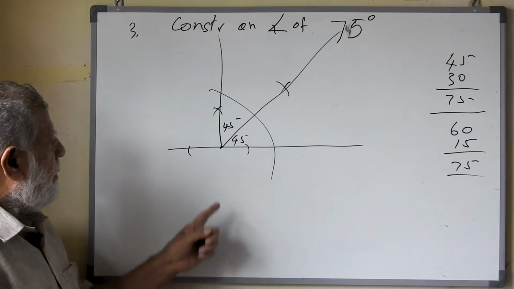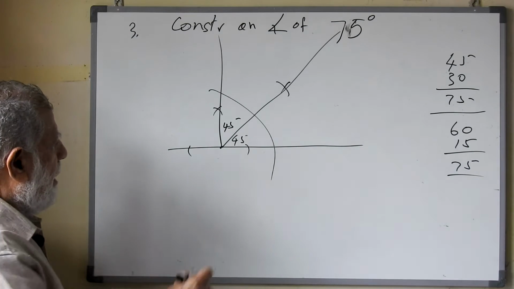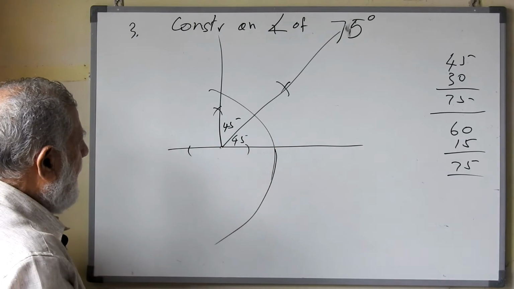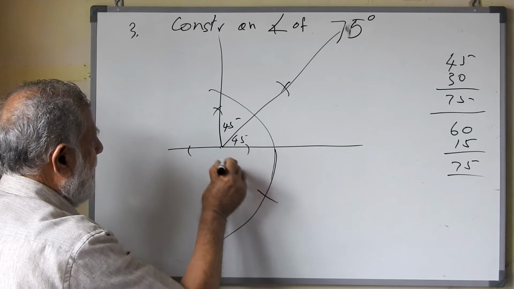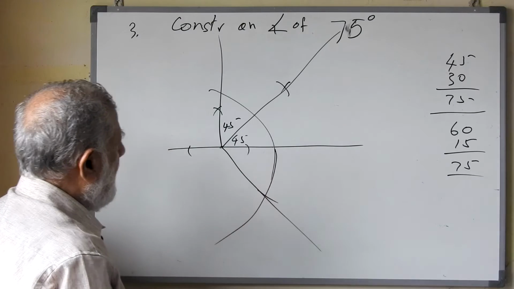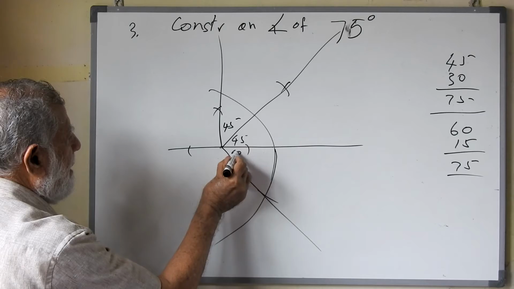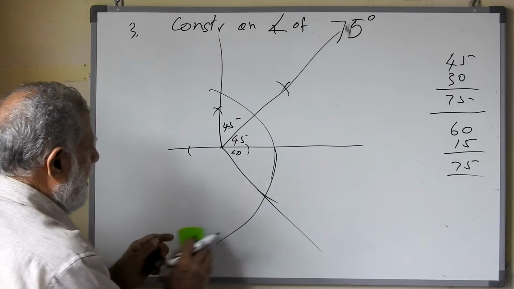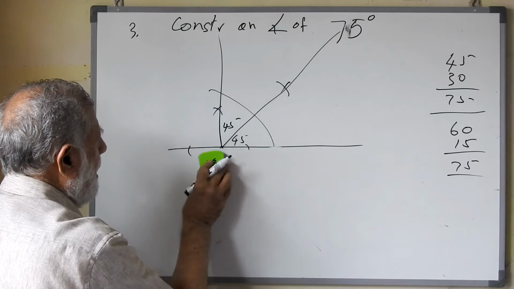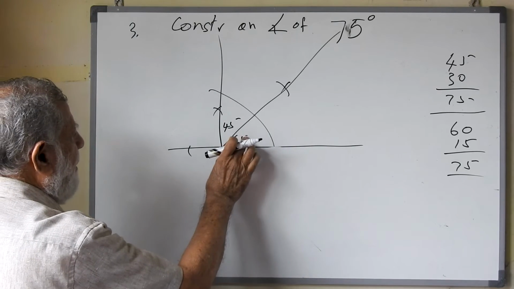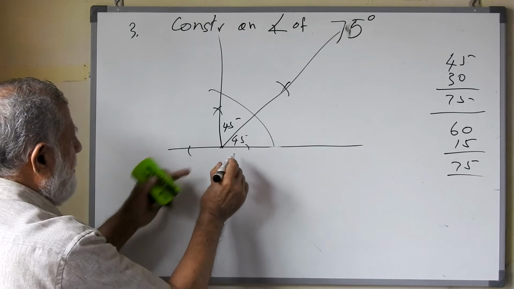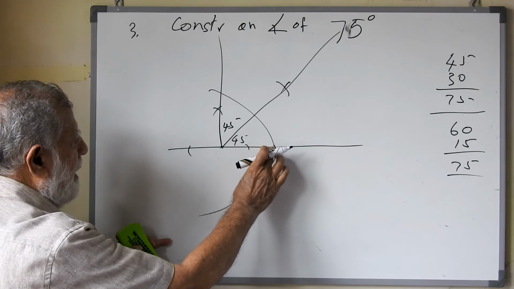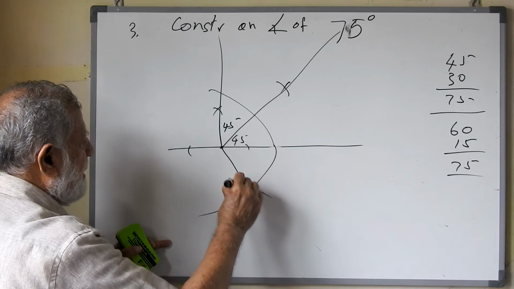Now what you can do is, from here continue this arc, keep the compass here and draw an arc like this, and from here draw an arc like this. Then this angle will be 60 degrees. How did we get that? Now already we have got here. Now we can join 45 and 30 here. So from here draw an arc like this, and with the same measurement from here draw an arc like that. Then that will be 60 degrees.